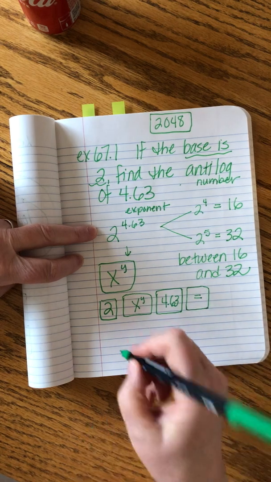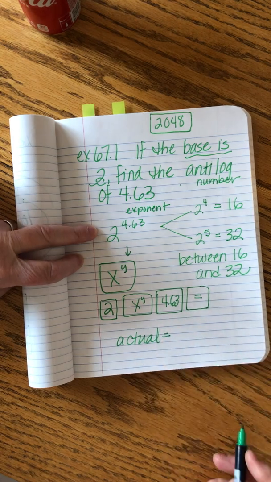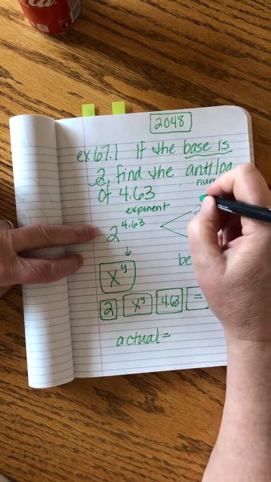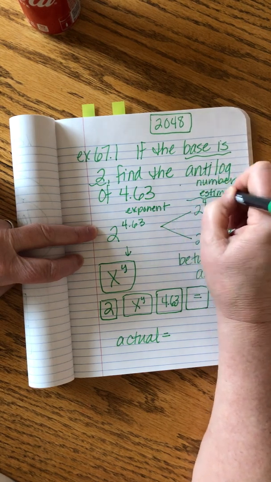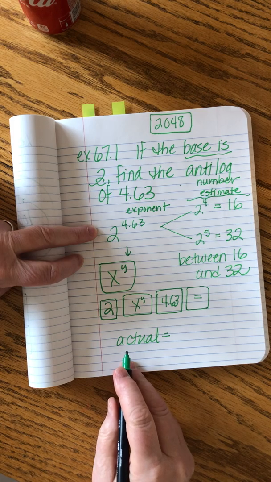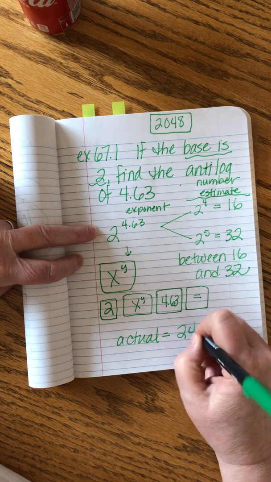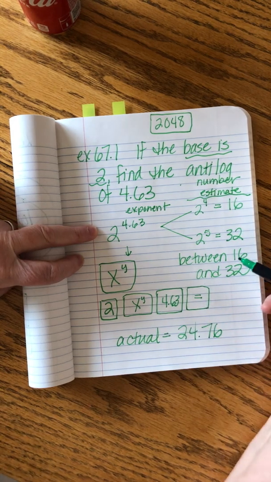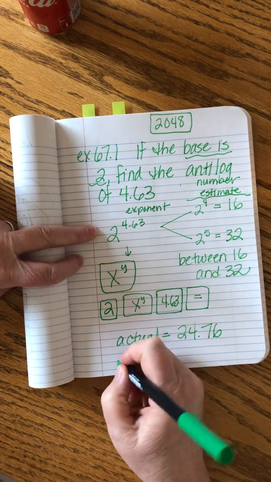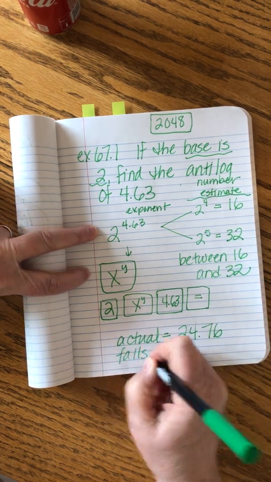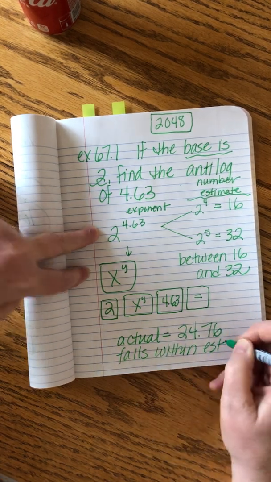And what you should get for your actual calculation, this is our estimate over here, right? For our actual calculation, we get 24.76. And that falls very nicely within our estimate. So we accept that as a good value.